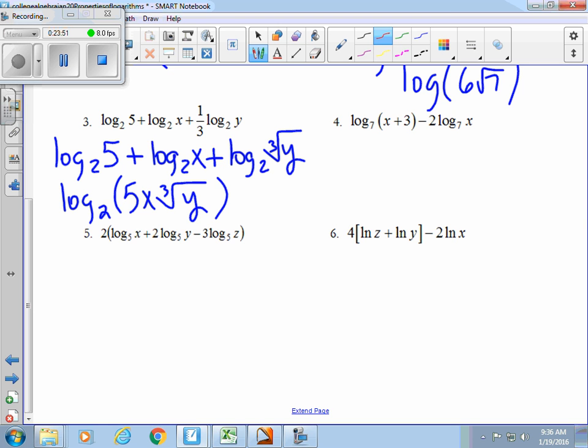The 2 or the next? The 2 only goes to the x. So, here we go. Log base 7 of x plus 3 minus log base 7 of x squared. The 2 becomes an exponent on the x, which I can then write as what? Log base 7 of what?